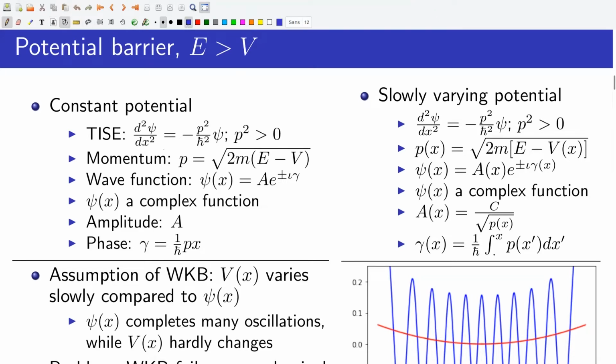Before proceeding further, let me quickly show the case of constant and varying potential side by side. The time-independent Schrodinger equation is d2 psi dx square is equal to minus p square by h cross square times psi, where p square is greater than 0.